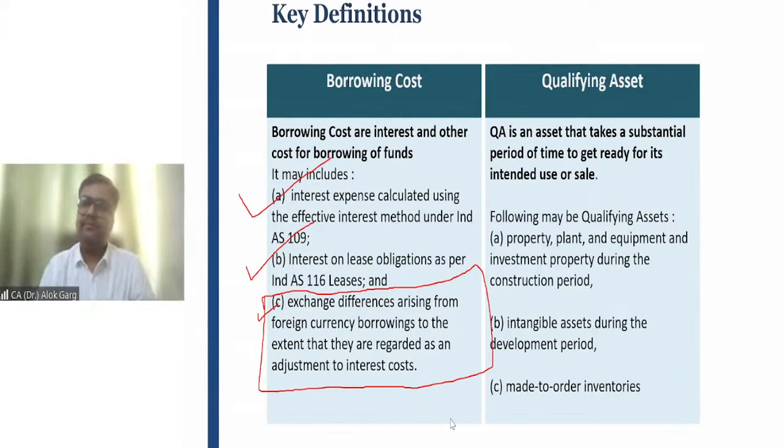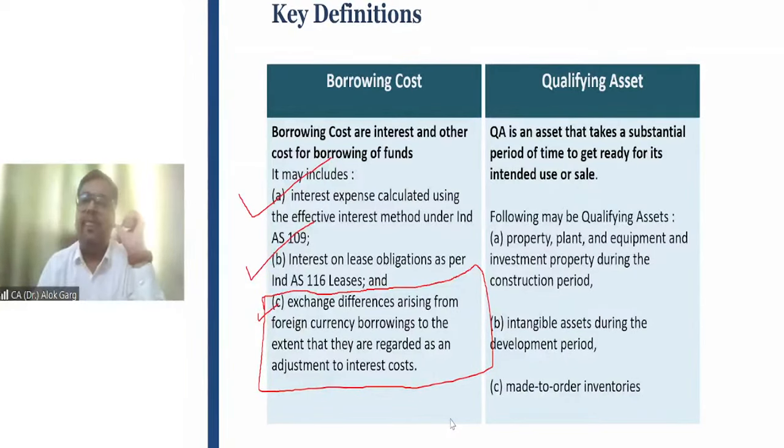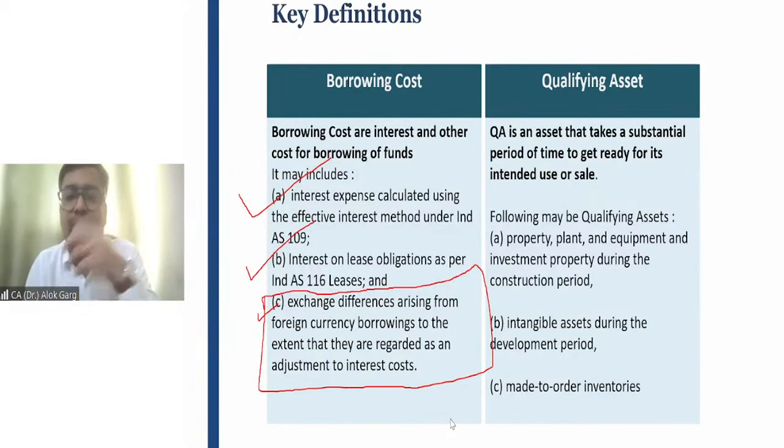Standard says that, let's say you took a loan of 1 crore dollar and the rate of dollar versus rupee is 100 rupees. So the spot rate is 100 rupees when you took a loan. So 1 crore dollar multiplied by 100 is 100 crore rupees. And you are paying an interest of 2%. So what is your amount of interest? Let's say 100 crore multiplied by 2% is 2 crore rupees. In foreign currency borrowing, you are paying 2 crore.